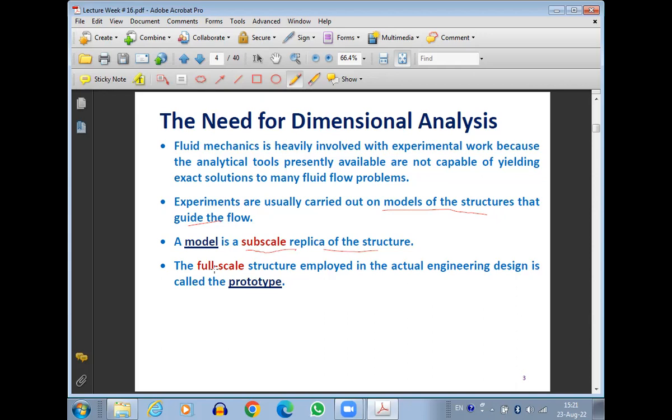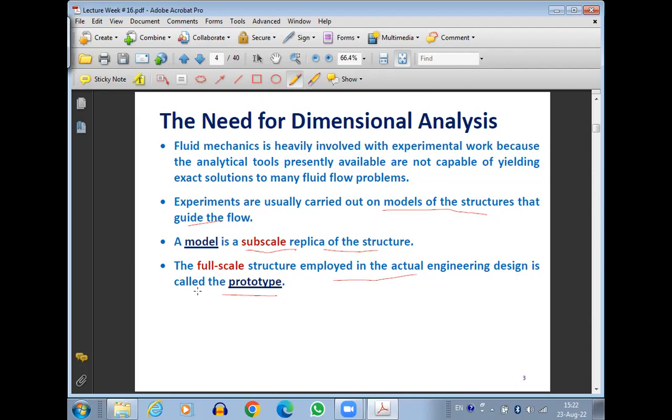So what we do is that we produce, or generate, a prototype. Now, a prototype is a full scale device, but we make just one to test and analyze if our testing was done correctly. Once a prototype is successful, then we go for mass production. We don't normally go for mass production until we first judge the performance of our product in the form of a prototype. A full scale structure employed in the actual engineering design is called the prototype.